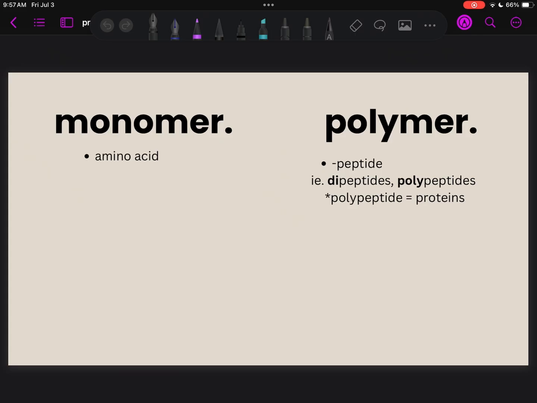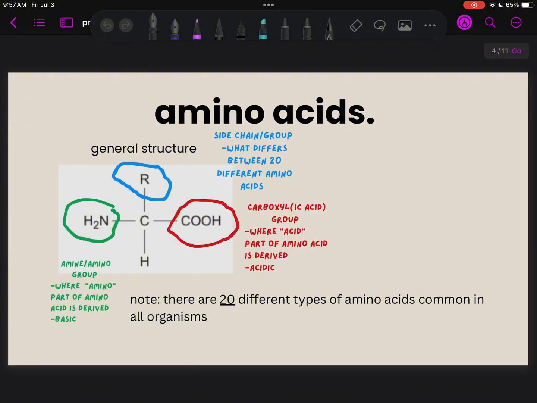So in a protein, the monomer, as you may know, is an amino acid, whereas the polymer usually has the suffix of peptide. So it can either be a dipeptide or polypeptide. Di obviously suggesting there's two amino acids, as mentioned before, and poly is just multiple. And a polypeptide can be used in conjunction as a protein in most of the mark schemes. So let's go over the general structure of an amino acid.